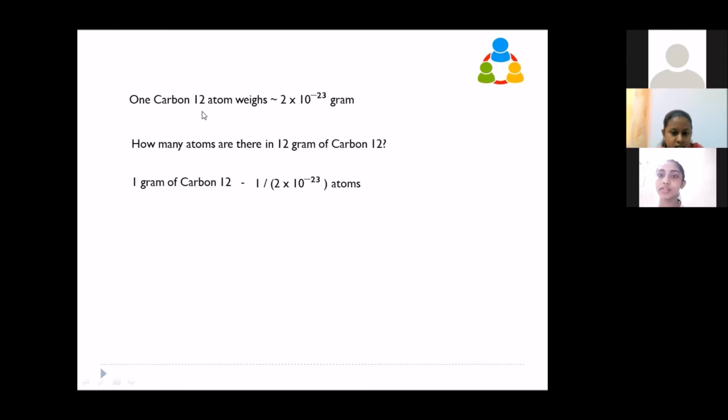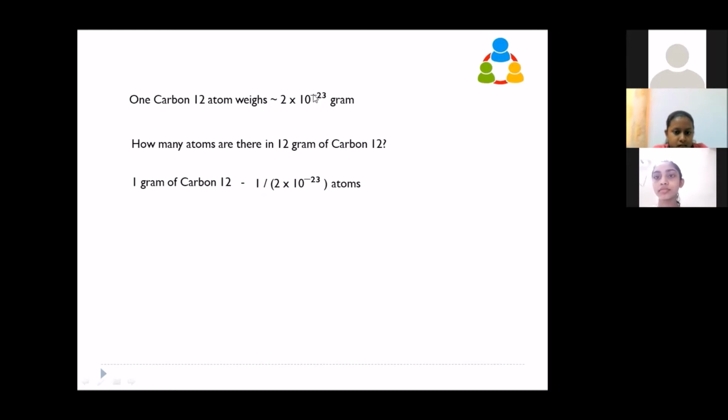Reverse, you look at it. 2 into 10 raised to minus 23 gram is equal to 1 atom. So 1 gram means how many atoms? Whatever unit value you want to see, you divide, and that goes to the denominator. Before it was like 8 toffees cost 40 rupees, and you want to see 1 unit value of the toffee. So the 8 will go to the denominator. So that is the standing principle.